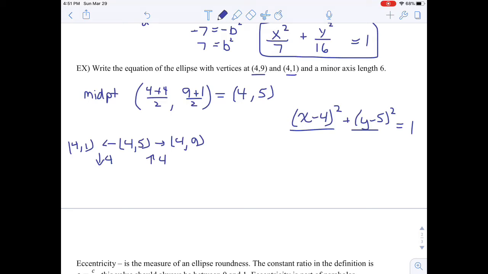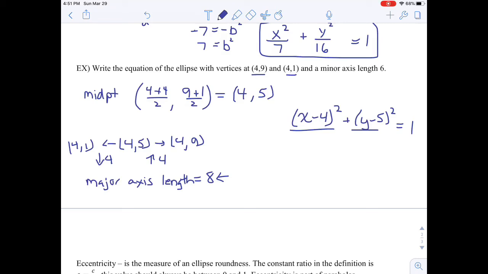So that would make this our major axis, which has a length of 8. So this is bigger than 6, so this is going to be our major axis, helpful for us to find what a is.